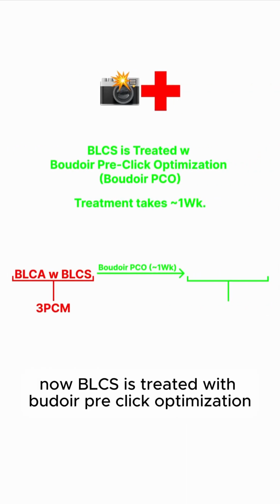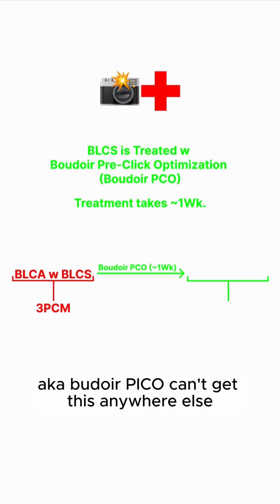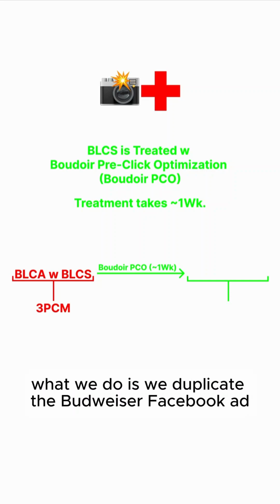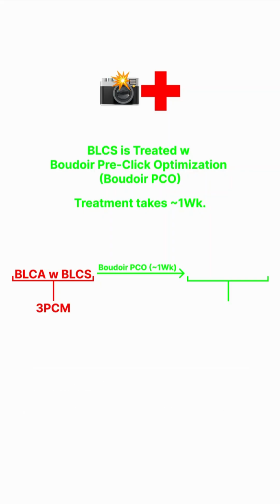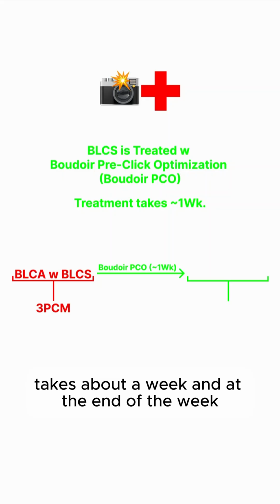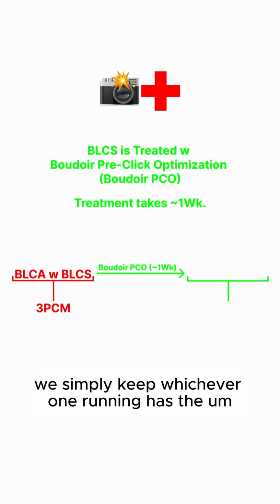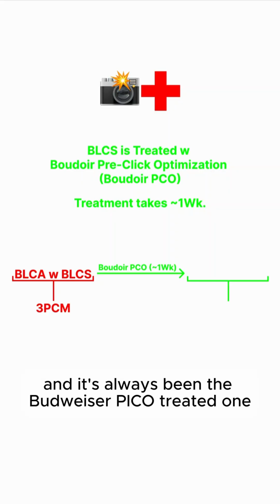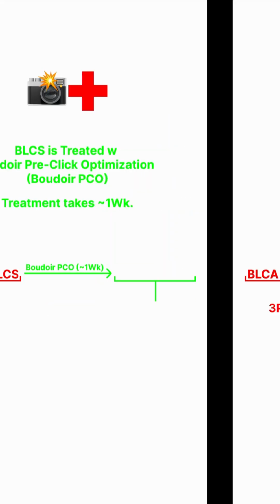And now BLCS is treated with Boudoir pre-click optimization, aka Boudoir Pico. Can't get this anywhere else. We invented it. And treatment with this takes about a week. What we do is we duplicate the Boudoir Facebook ad, leave the original one as it is, on or off, whatever. We treat the duplicated one with Boudoir Pico. It takes about a week. And at the end of the week, we simply keep whichever one has the best metrics. And it's always been the Boudoir Pico treated one.